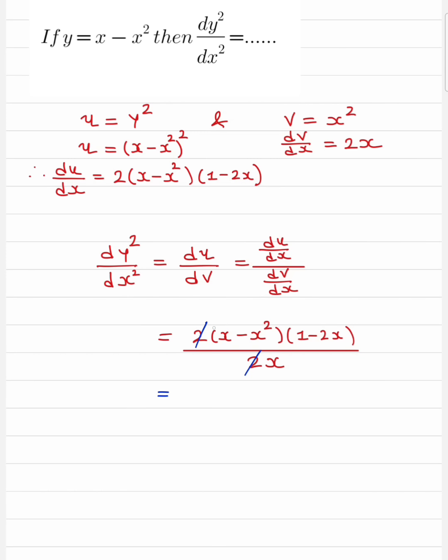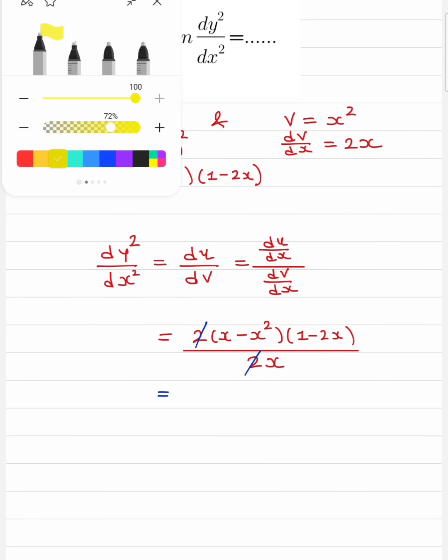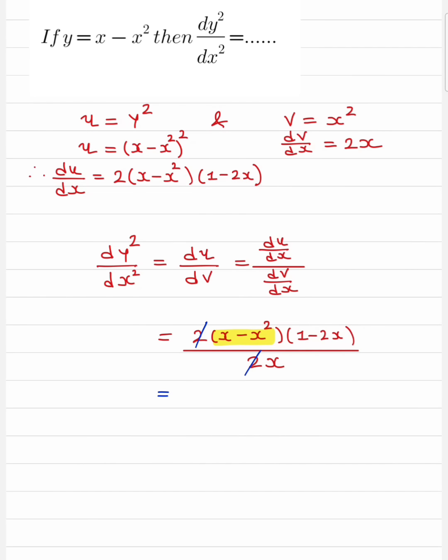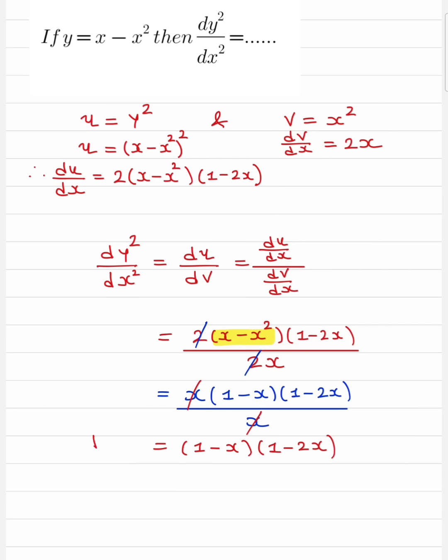From the numerator, taking x common from this term, what we get? x common, (1 minus x) into (1 minus 2x) upon x. So x cancels out, we're left with (1 minus x) into (1 minus 2x). So this is nothing but d(y²) upon d(x²). Isn't it easy? Yes.